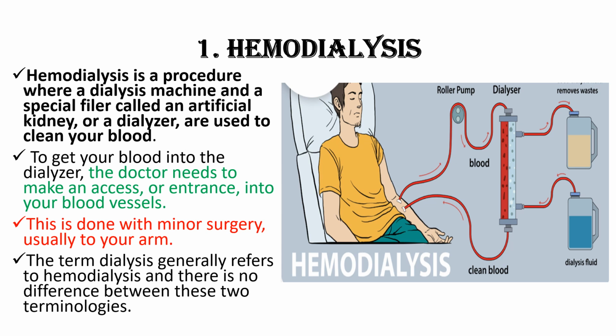Hemodialysis. As already mentioned, it's a procedure where a dialysis machine and a special filter, which is called an artificial kidney or a dialyzer, are used for cleaning your blood. To get your blood into the dialyzer, the doctor needs to make an access or an entrance into a blood vessel. This is done by a minor surgery, usually on your arm. The term dialysis generally refers to hemodialysis, and there is no difference between the two terminologies.